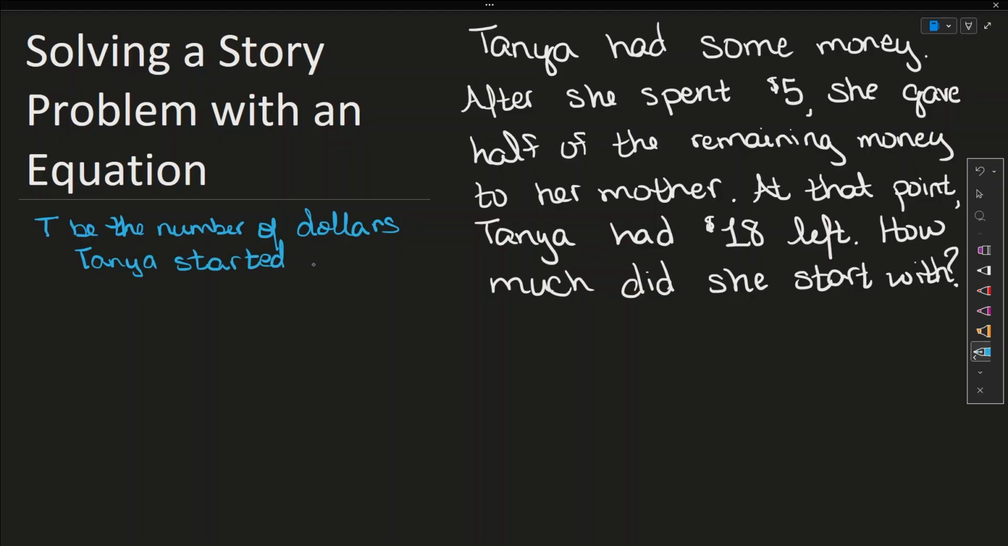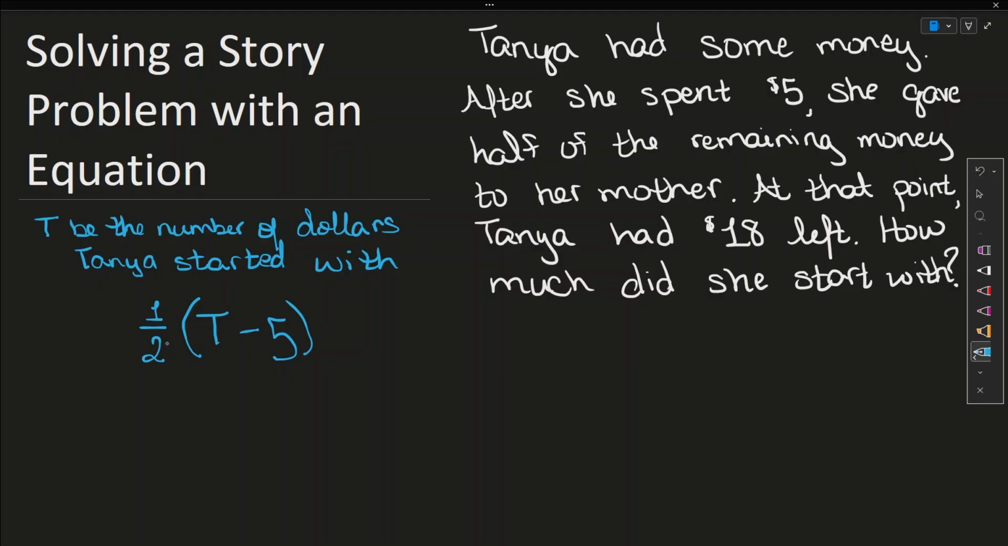So, now that we have that, let's follow the story. Tanya spent $5. So after spending $5, she would have had T minus $5 remaining. She then gave half the remaining money to her mother. If she gives away half, then she keeps the other half. So the amount she had left would be 1/2 (T minus 5).